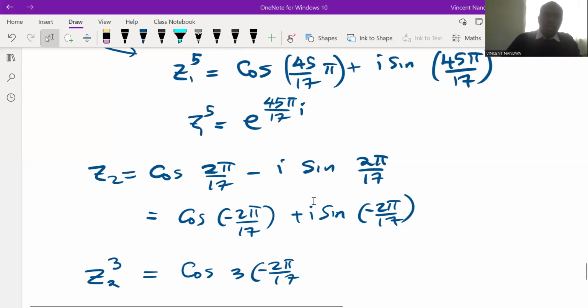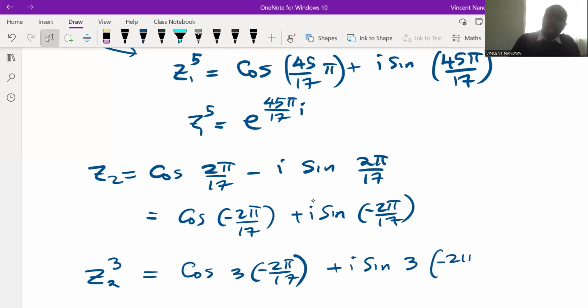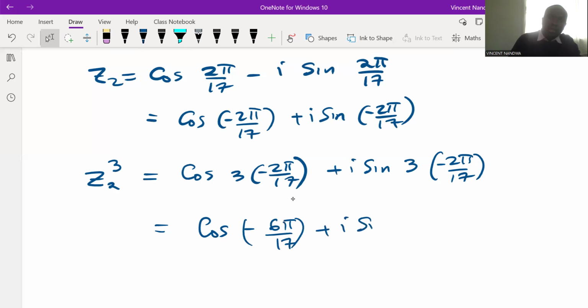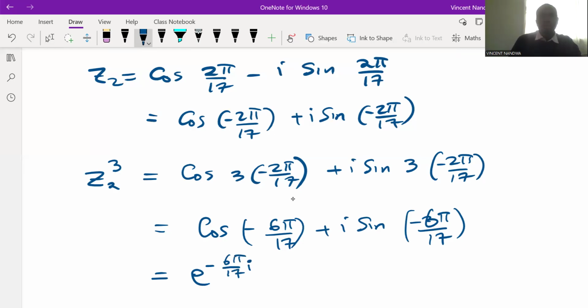So sorry for that small delay. So we have plus I sine 3 times minus 2 pi over 17. So this will give us cosine of minus 6 pi over 17 plus I sine minus 6 pi over 17. And then it is easier when the number is in exponential form. So we write this one as e raised to power minus 6 pi over 17 I.